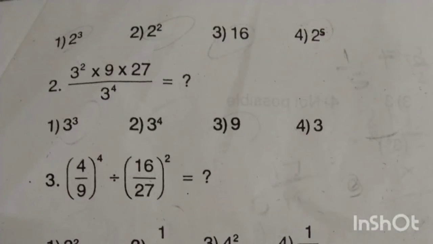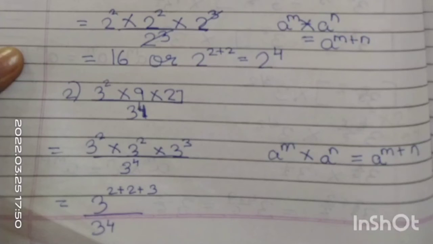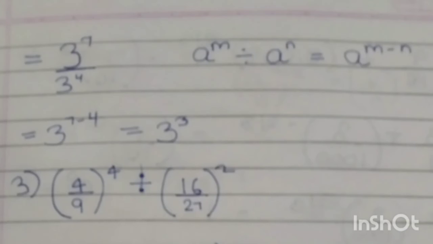by 3 to the power 4. So here again the bases are different. So 9 we can rewrite as 3 to the power 2. 27 we can rewrite as 3 to the power 3. So it is 3 to the power 2 multiplied by 3 to the power 2 multiplied by 3 to the power 3 divided by 3 to the power 4. Now by the product law, the bases are same and we can add the exponents. So base 3 is the same, 2 plus 2 plus 3, divided by 3 to the power 4. Now 2 plus 2 plus 3 is 7.